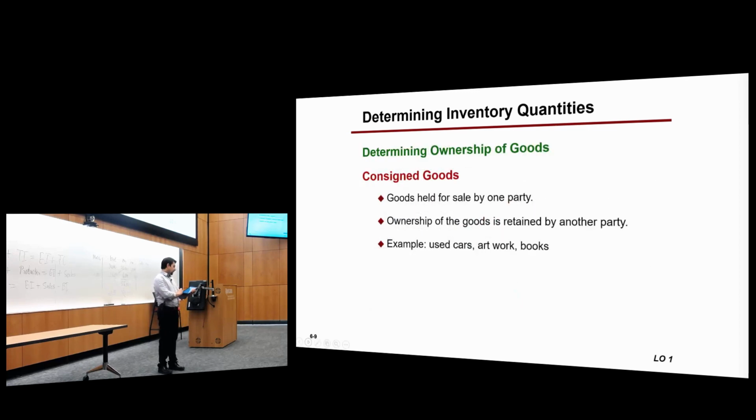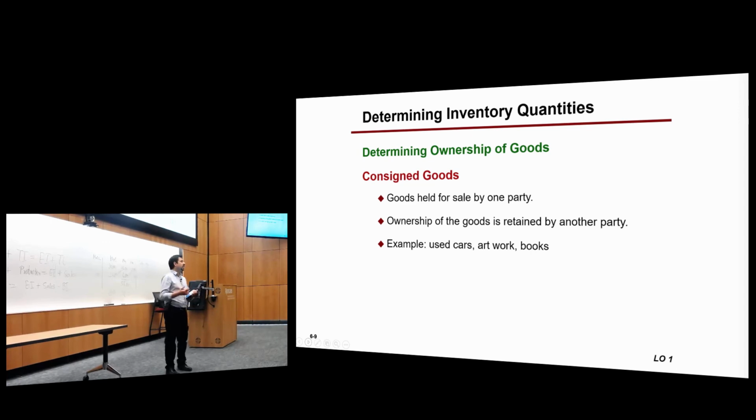Now, we get to the point where there are also, oh, by the way, I forgot to mention consigned goods. Do you know what consigned goods are? This is where, for example, the seller keeps someone else's inventory, someone else's products, and they sell them on their behalf for a fee. In this case, the consigned goods are not owned by the seller.